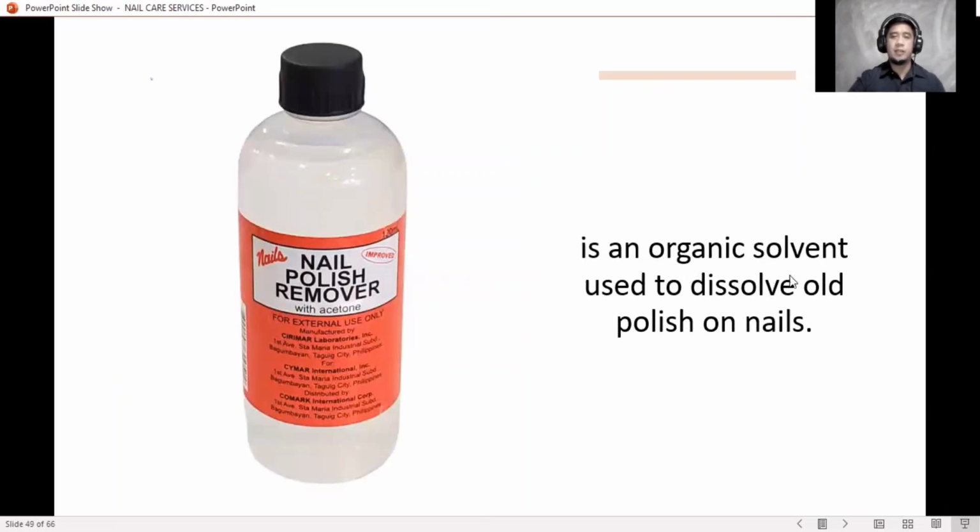Next one is an organic solvent used to dissolve old polish on nails para matanggal na yung mga lumang nail polish na nailagay natin sa ating mga kuko.